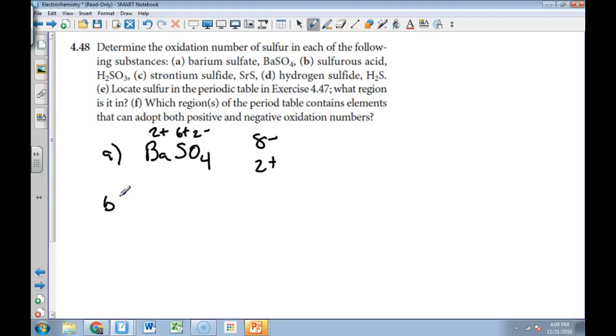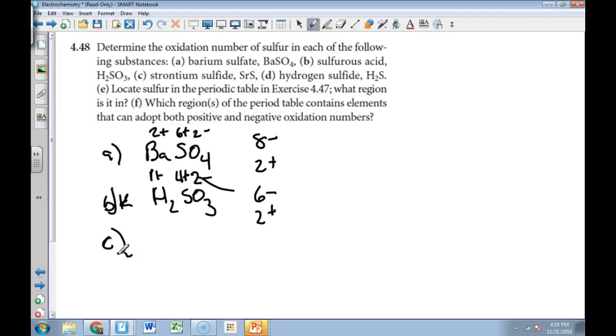Now for sulfurous acid, which is H2SO3. Again, oxygen has a 2- charge. Hydrogen has a 1+ charge for the most part. So oxygen is going to be 6- because there's 3 of them. Hydrogen, there's 2 of them, so that's 2+. And now for sulfur, you want this to add up to 0, so sulfur has an oxidation state of 4+.